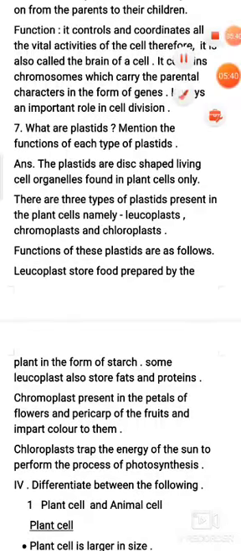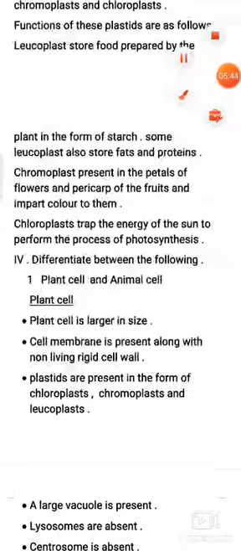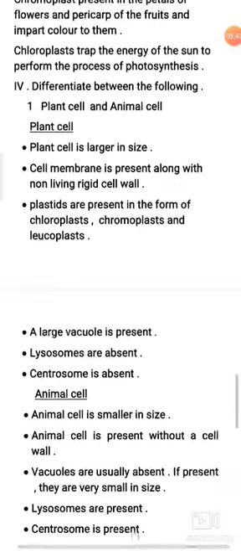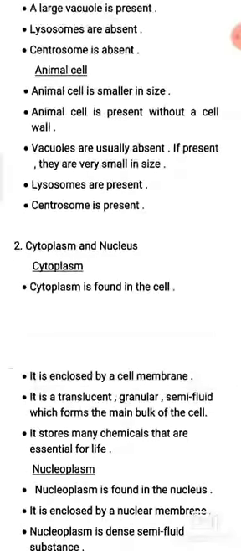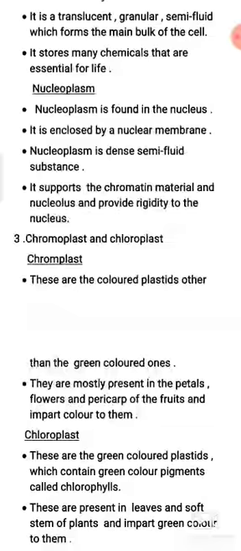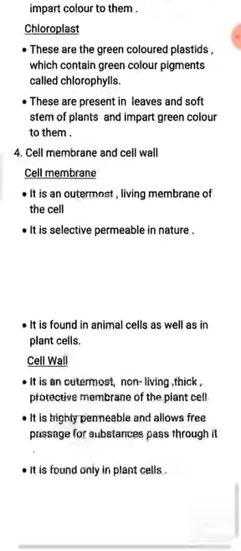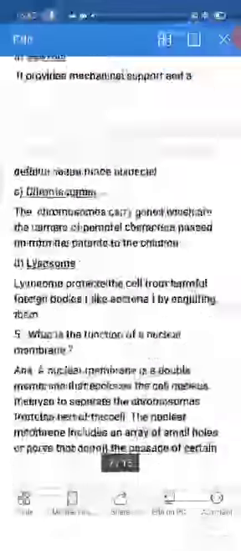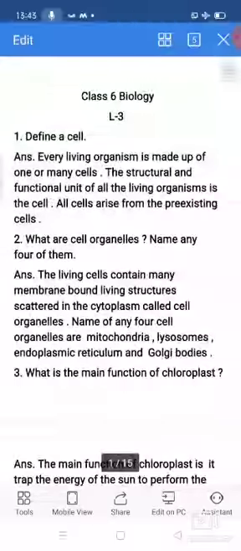Next, what are plastids? There are three types of plastids: chromoplast, chloroplast and leucoplast. I have written about them. Next, the difference between plant cell and animal cell, the difference between cytoplasm and nucleoplasm, the difference between chromoplast and chloroplast, and the difference between cell membrane and cell wall. Okay, these are the questions and answers, children.